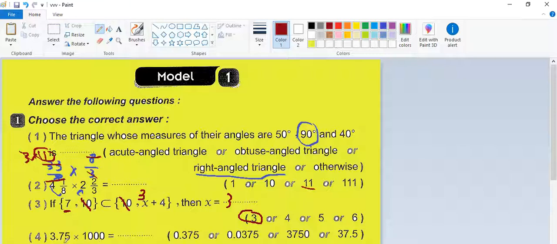Number 4, 3.75 times 1000. Here, if we want to multiply by 10 or 100 or 1000, we'll move the decimal point to the right side. How many times? Here we have 3 zeros, so we'll move the decimal 3 times to the right side. 1, 2, and we need also 3, so here we'll put 0. The result will be 3750.